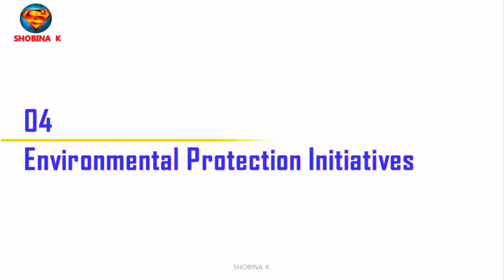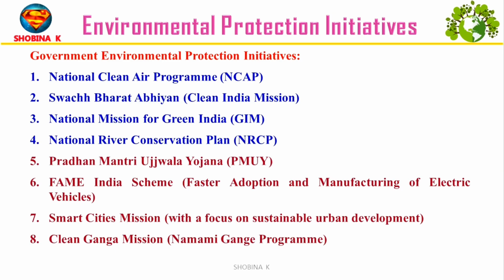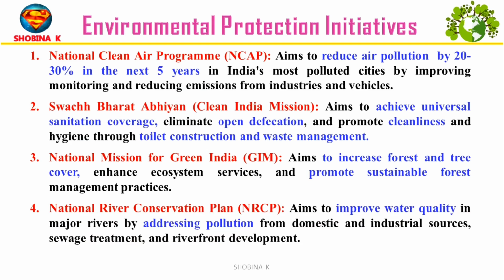Now let's explore the government environmental protection initiatives. These initiatives demonstrate the Indian government's commitment to environmental protection and sustainable development. National Clean Air Program (NCAP). It aims to reduce air pollution by 20 to 30% in the next 5 years by setting up a network of air quality monitoring stations, increasing the use of cleaner fuels, and promoting sustainable transportation. Swachh Bharat Abhiyan, Clean India Mission. It aims to improve sanitation and hygiene across the country by constructing toilets, promoting waste management, and encouraging behavioral change.